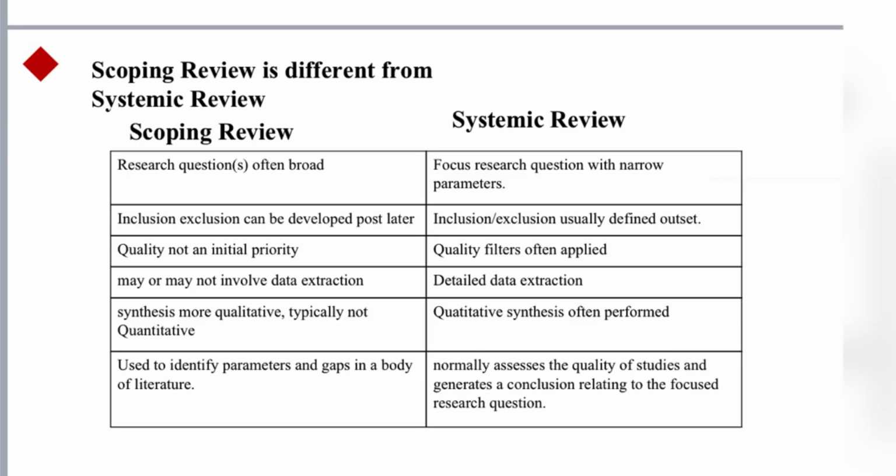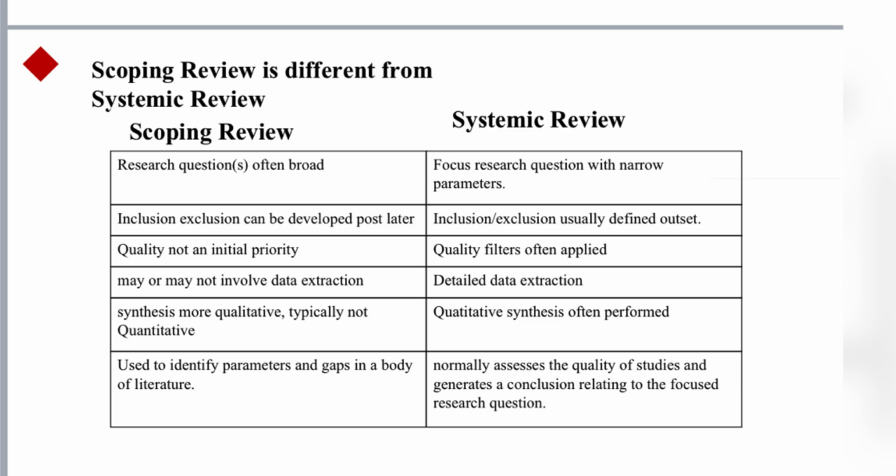Scoping review is different from systematic review, and this table shows the difference. The name scoping gives it away: the research questions are usually very broad, while systematic review is always focused on answering a particular question. The parameters are narrowed. Inclusion and exclusion can be developed later on, while in systematic review they are usually defined at the outset. Quality is not an initial priority for scoping review, while quality filters are often applied in systematic review.